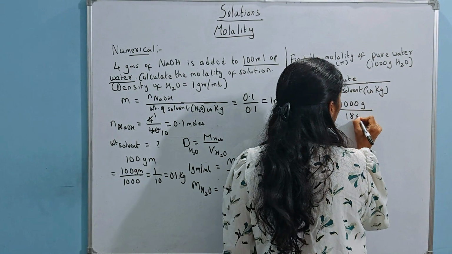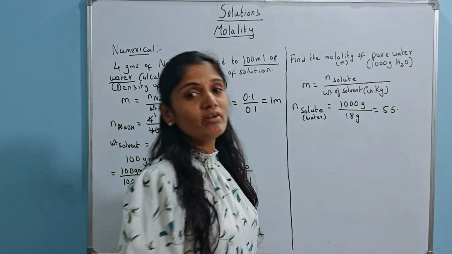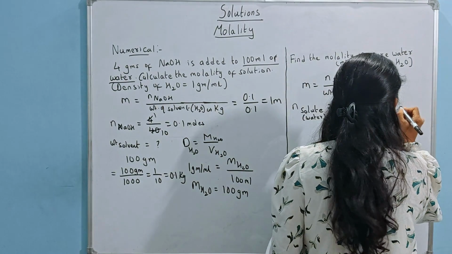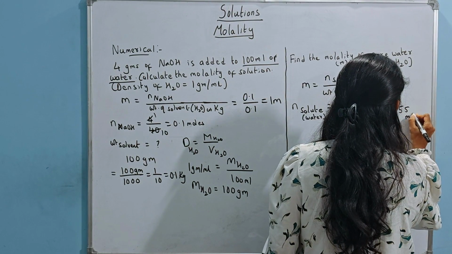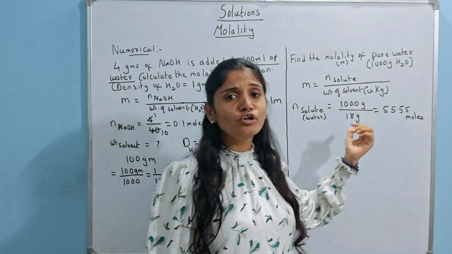Few values you have to remember so that you need not waste time calculating them again and again. This calculation we did when we were doing the molarity calculation. 1000 by 18 is how much? 55.55 moles I am getting here. So these are the number of moles of solute.